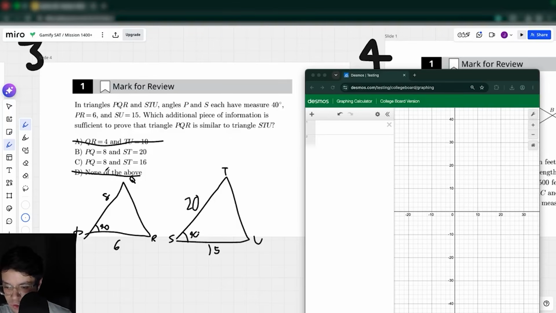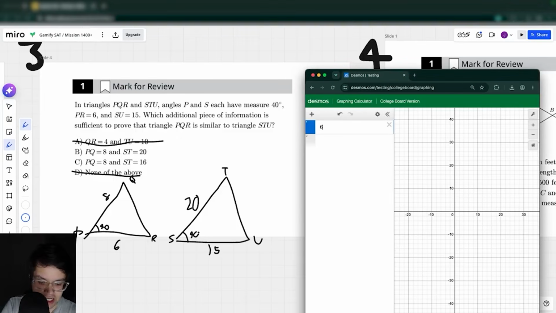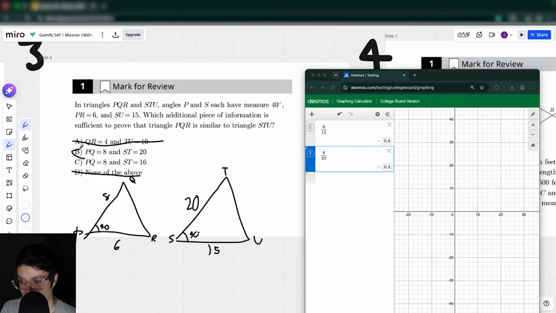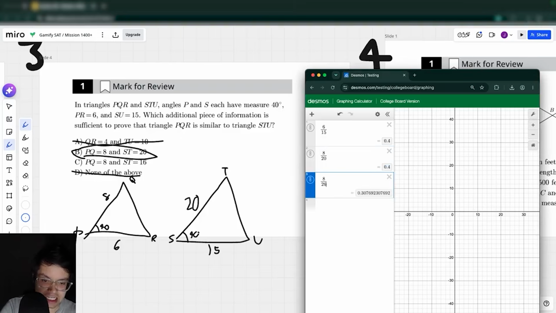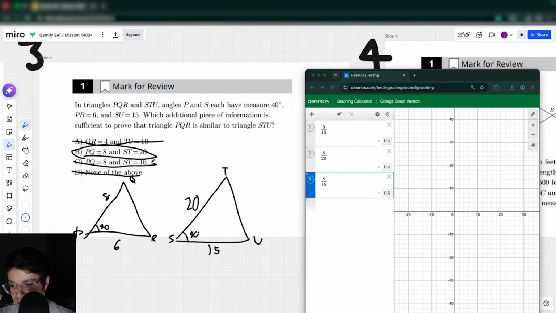The way we can decide between these is just thinking to ourselves the ratios. It says here 6 divided by 15, so 6 divided by 15, 0.4. So we have to have a measurement where it would also equal 0.4 for that thing. So 8 divided by 20, yes, it would be 0.4, so therefore B must be the right answer. If we were to go ahead and try C real quick, 8 divided by 16 would end up being 0.5, not 0.4, so this would not follow similarity rules.